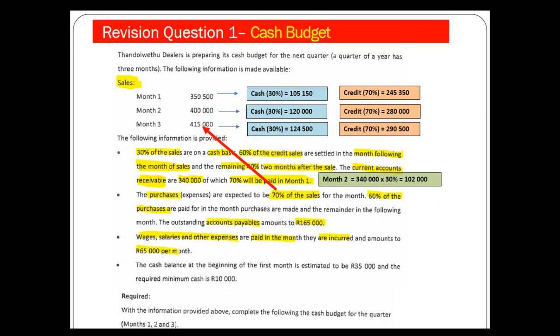For each month, it is going to be 65,000. Okay. The cash balance at the beginning of the first month. So they gave us the balance of cash. Remember, we need this cash at the beginning of month one. It's going to be 35,000. And the required minimum balance, this will be recorded at the end. So I will show you how to do that. Can you see now? So at the moment, we analyze the information. We just have to go and make sure that we record.